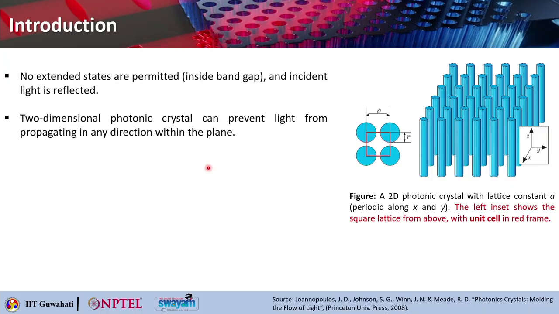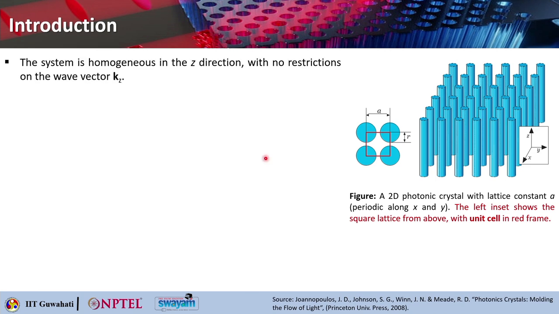So a 2D photonic crystal can prevent light from propagating in any direction within that plane. Always remember, you can have light falling at any angle within this xy plane, but from all directions the light should get reflected if the frequency of that incident light falls within the photonic band gap. Now what happens along the z direction? The system is homogeneous along the z direction, so there are no restrictions on the wave vector kz.